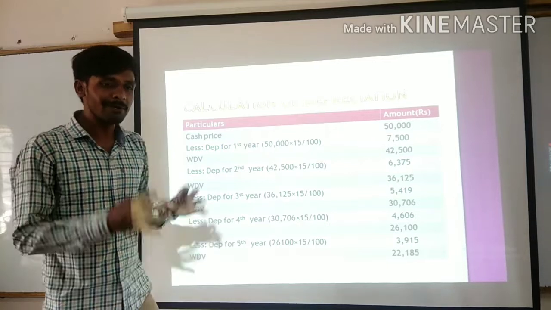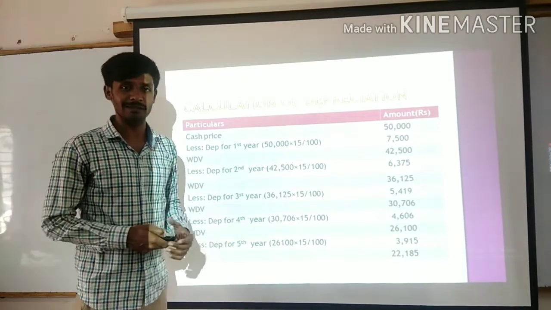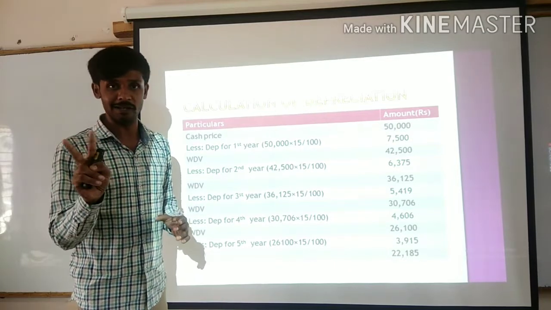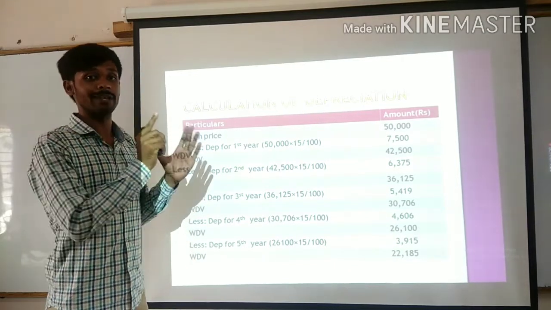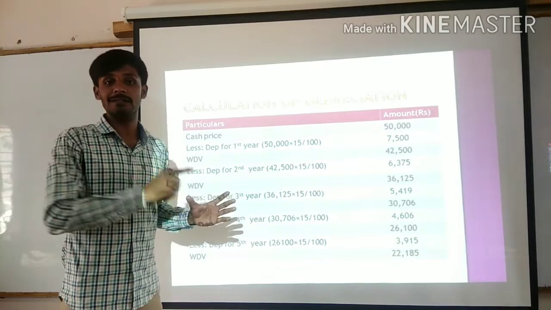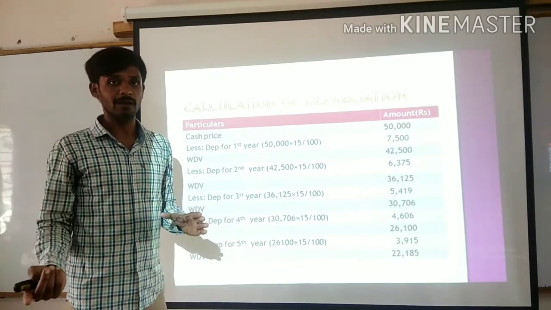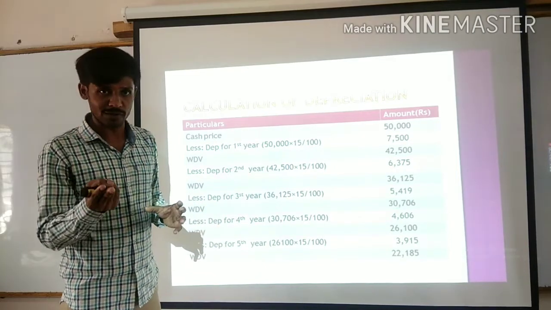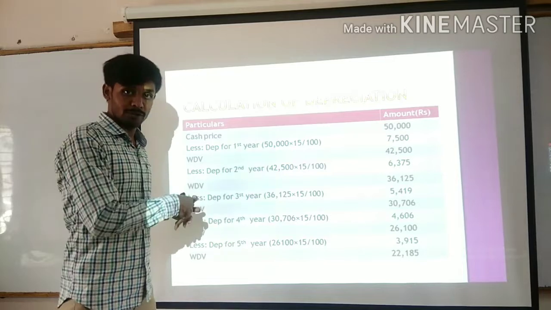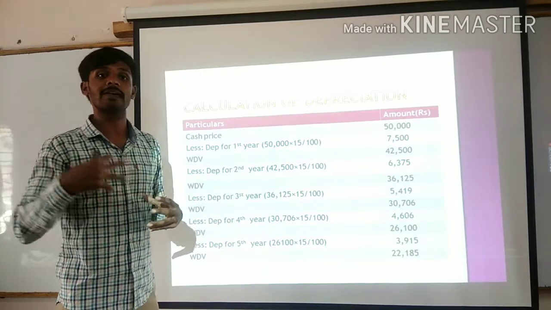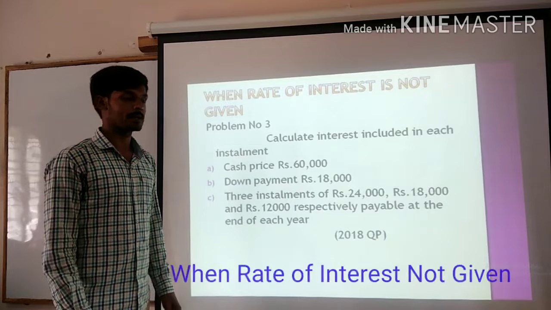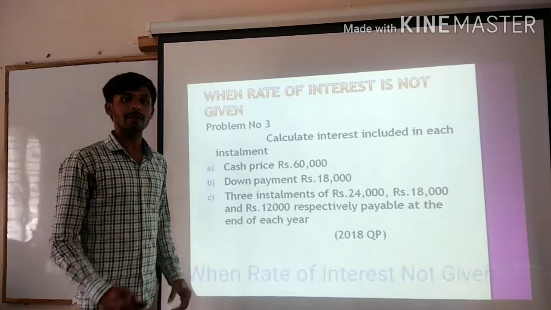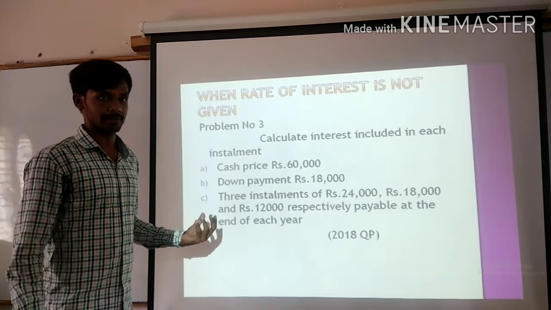In briefing, what we can say is, interest is calculated based on two major cases. One is when the rate of interest is given, another one is when the rate of interest is not given. Again, if the rate of interest is given, we will come across two major situations. If installment includes the interest, if installment excludes the interest. Next you can see, when the rate of interest is not given, how we can calculate the interest.